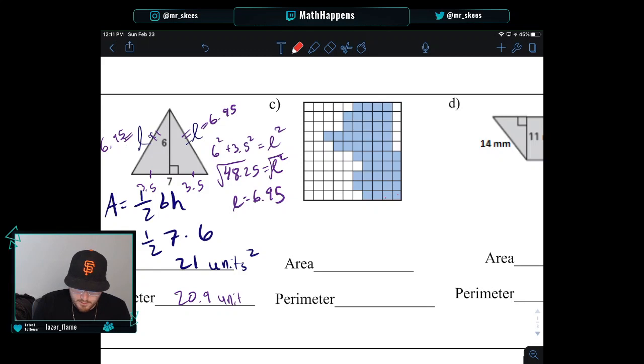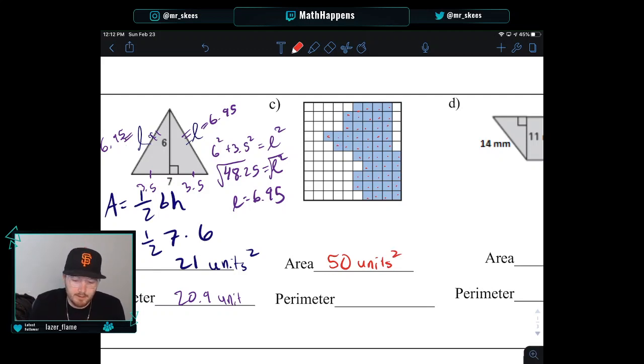So 1, 2, 3, ... counting all the way up to 50. So the area is 50 units squared, because again, I don't have an actual unit.